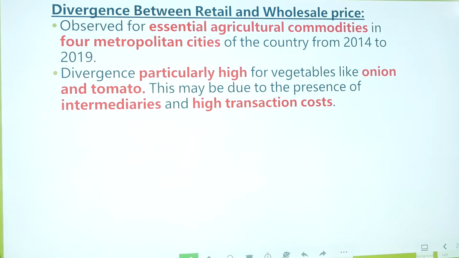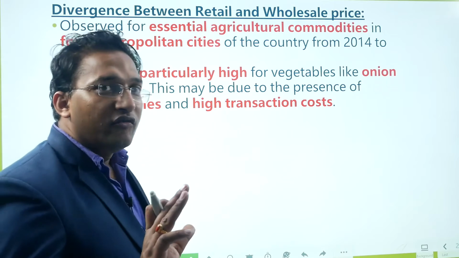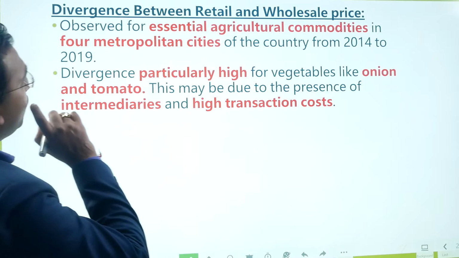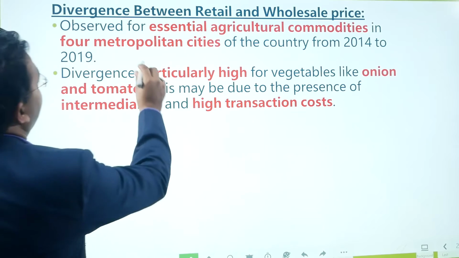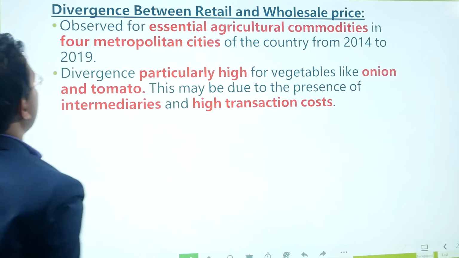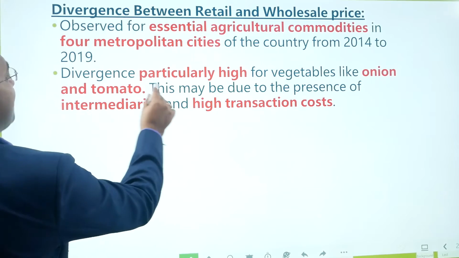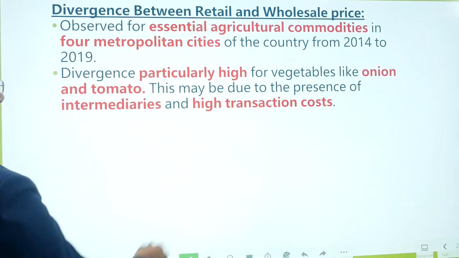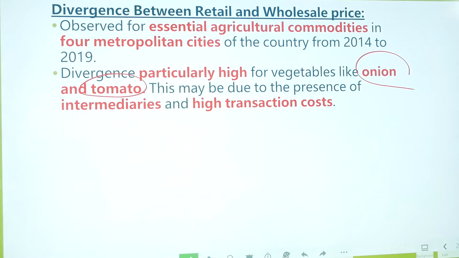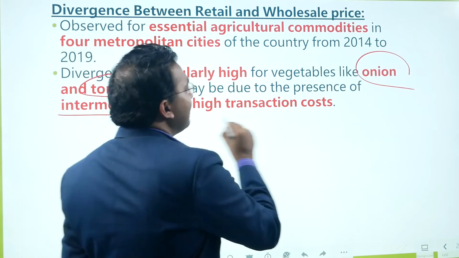Now, divergence between retail and wholesale price. So we have already seen that there is a divergence between the retail and the wholesale prices. This is observed more for essential agricultural commodities in 4 metropolitan cities of the country, and divergence is particularly high for the vegetables like onion and tomato. So these are the perishable crops and essential also. So this may be due to the presence of intermediaries and the high transaction cost.